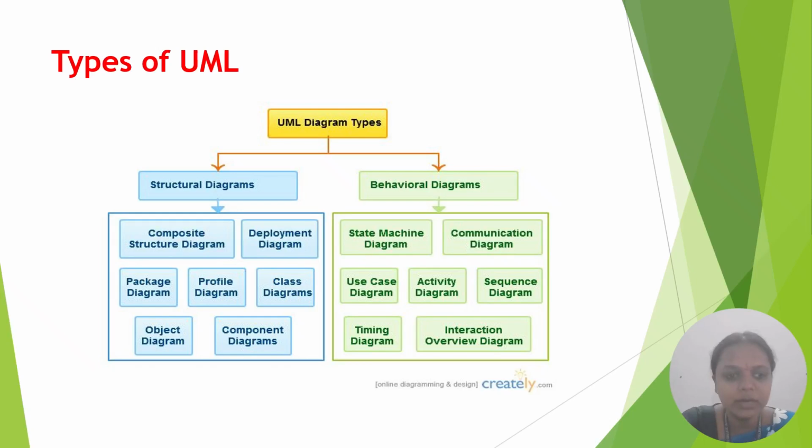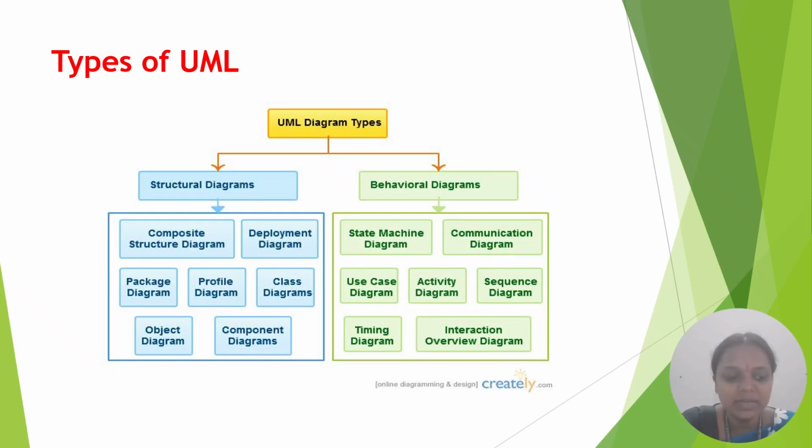The second type of UML diagram is the behavioral diagram. These diagrams show how the system behaves or how different parts of the system interact with each other when the program is running. In simple words, structural diagrams show what the system has, but behavioral diagrams show what the system does. Behavioral diagrams help us understand the flow of activities, communication between objects, and reaction of the system to different inputs or events.